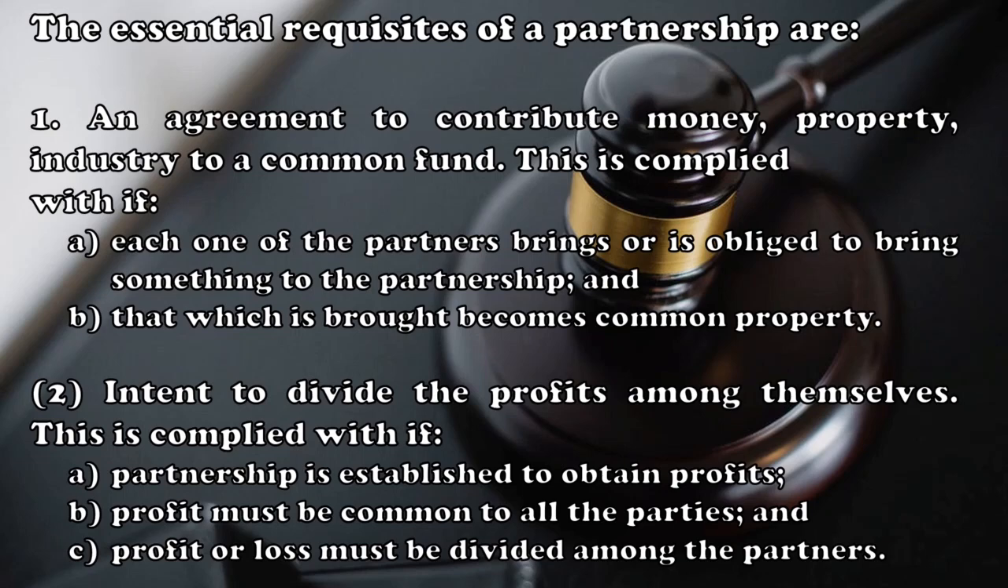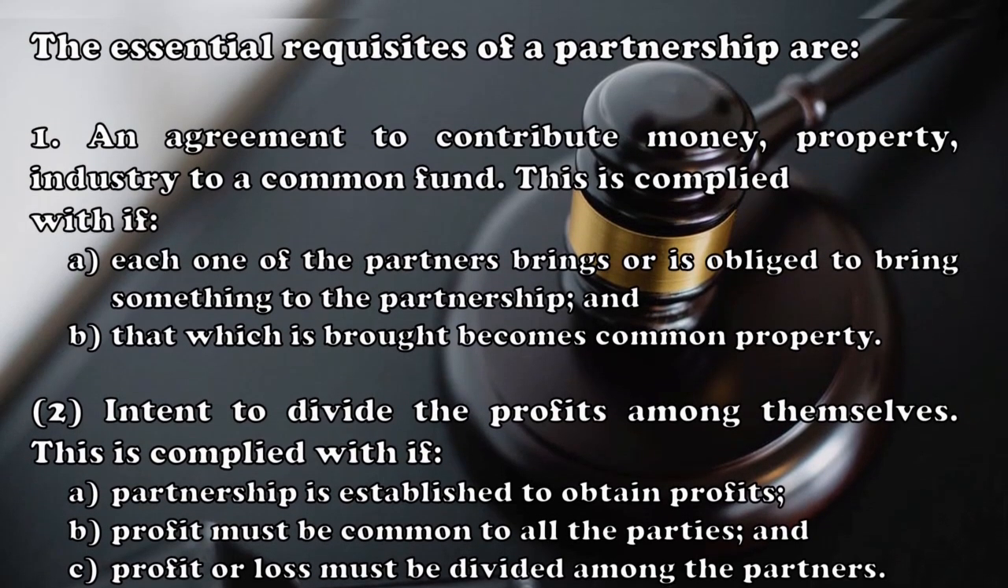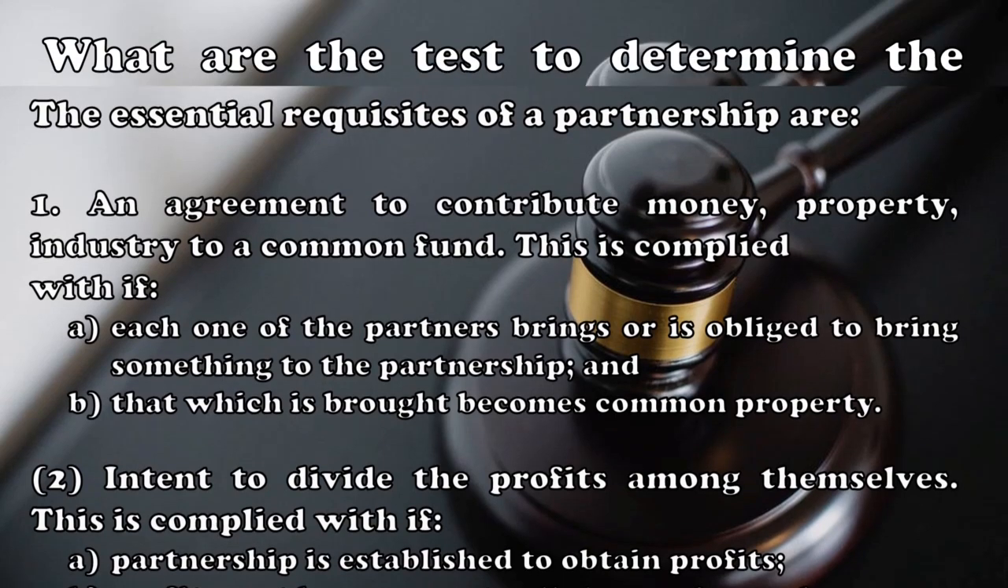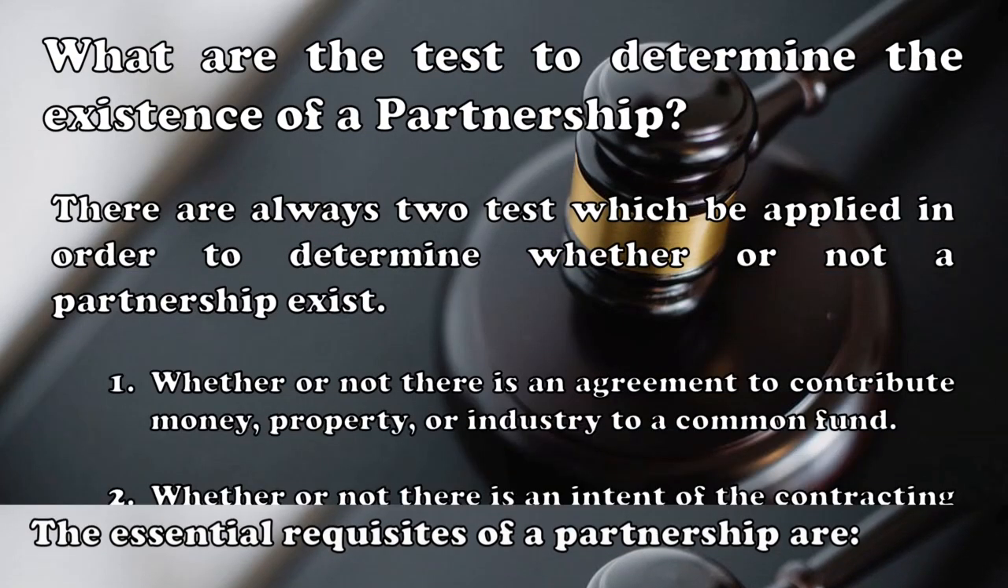Now, for number two, intent to divide the profits among themselves. So, the following: the partnership is established to obtain profits. Profits must be common to all the parties. And profit or loss must be divided among the partners. So, profit or loss, kumita man ang business or nalugi yung business, still, equal pa rin yung distribution kung ano nga ba talaga yung nangyari sa business na ito.